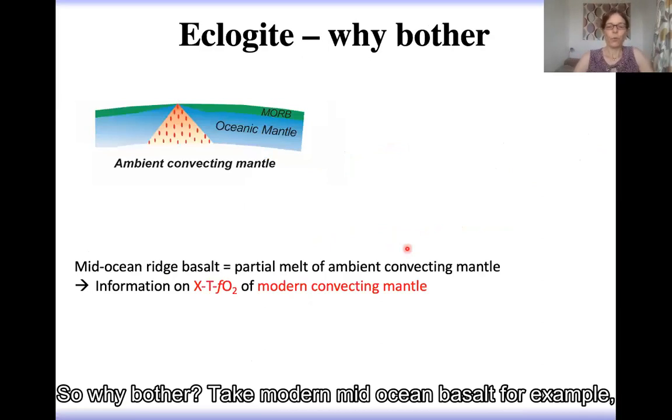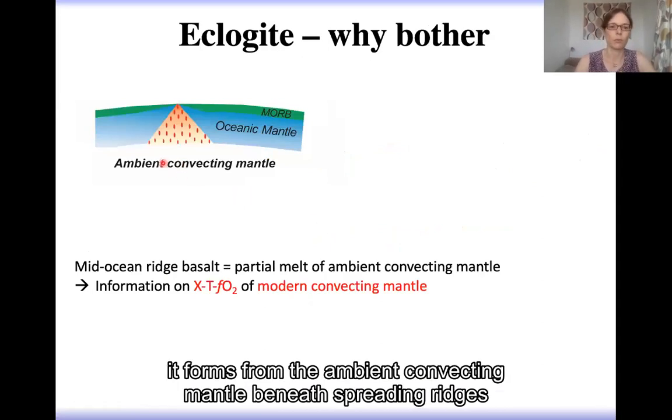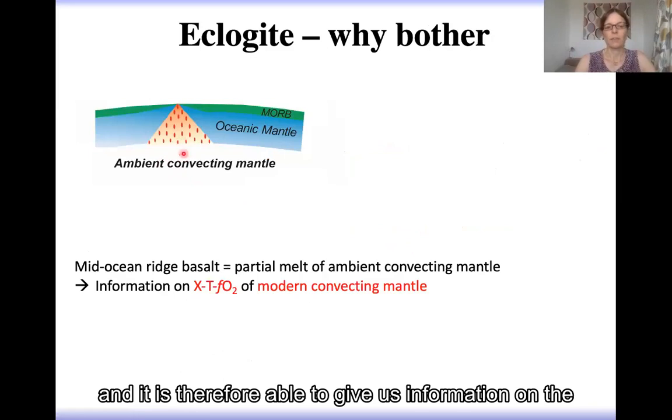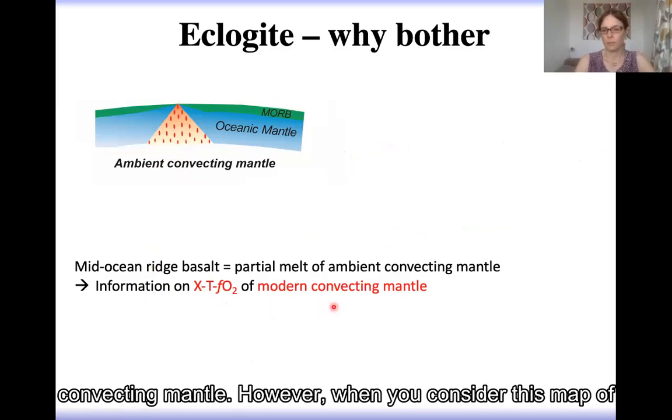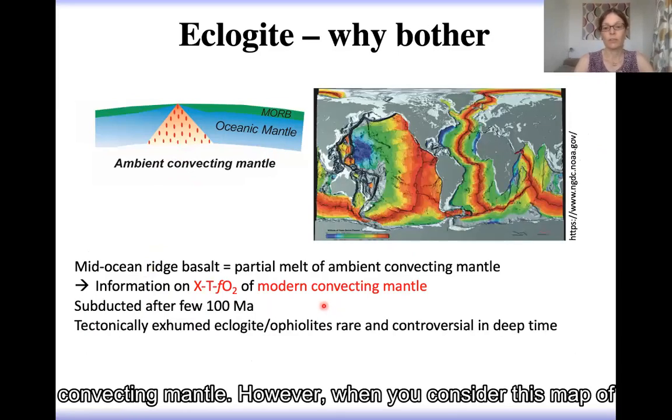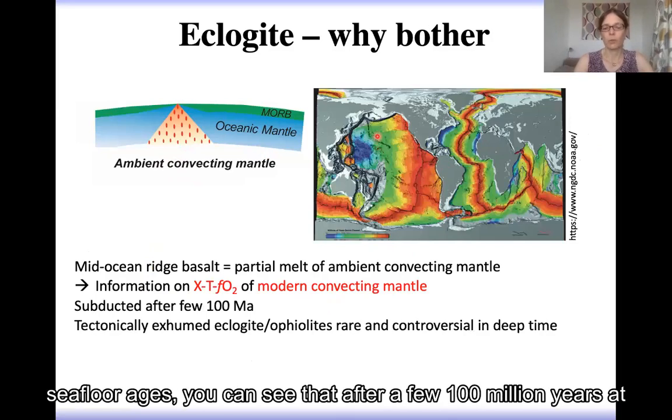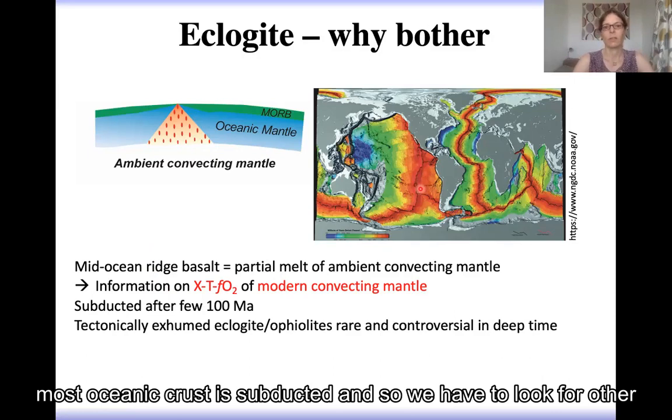So why bother? Take modern mid-ocean ridge basalt, for example. It forms from the ambient convecting mantle beneath spreading ridges, and it is therefore able to give us information on the composition, temperature, and oxygen fugacity of the modern convecting mantle. However, when you consider this map of seafloor ages, you can see that after a few 100 million years at most, oceanic crust is subducted. And so we have to look for other samples of paleo convecting mantle.